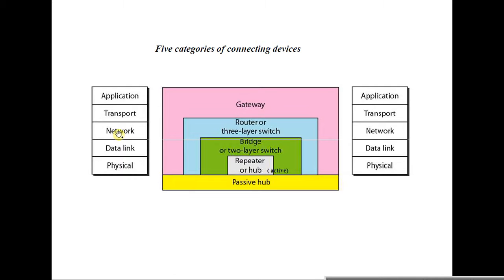The fourth category is the devices that operate at the physical layer, data link layer and network layer. These are called the router and 3-layer switch. And the remaining, the 5th category, is the gateways, that operate on all these 5 layers. So based on which layer that particular device works, we categorize these devices into 5 categories. Now we will take in detail each device and the functionality of each device.